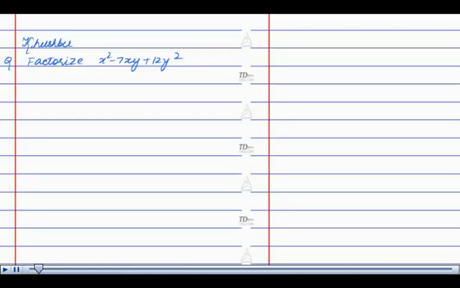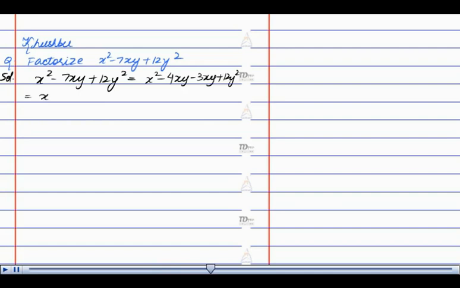Hello, I'm Khushbu. The question is, factorize x square minus 7xy plus 12y square. The middle term minus 7xy can be broken down as minus 4xy minus 3xy.